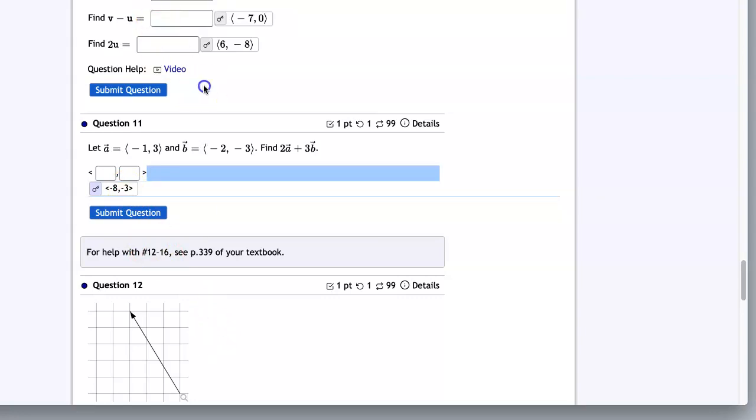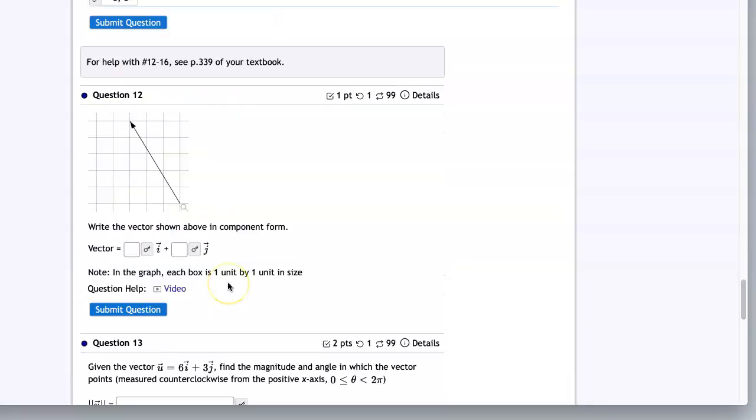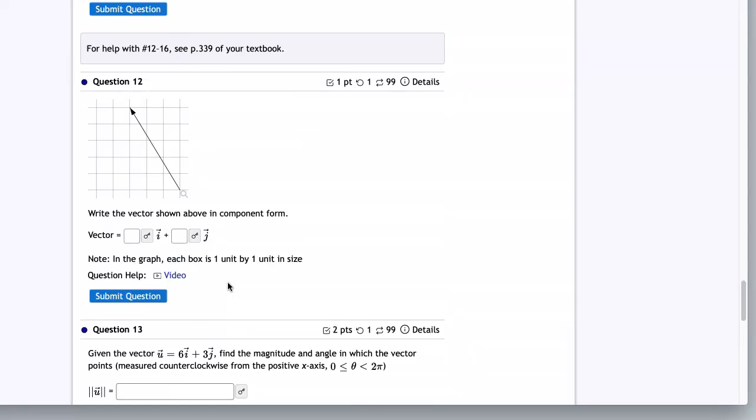Okay, next problem. We're moving on now to question number 12. Here we're looking at the ij form. The ij form is found on page 339. Now, this vector right here, normally to write it in component form, we would say, all right, you go back 3, and then you go up 5, so the component form is -3, 5.